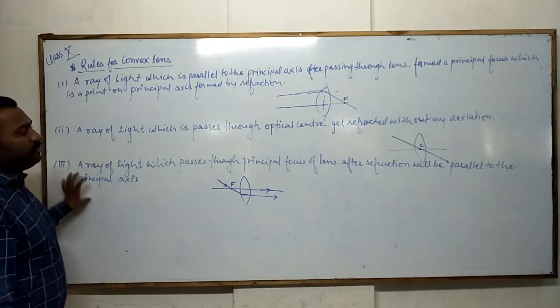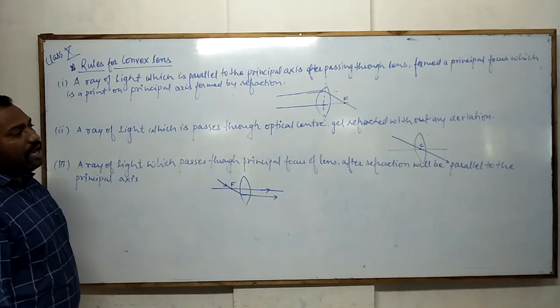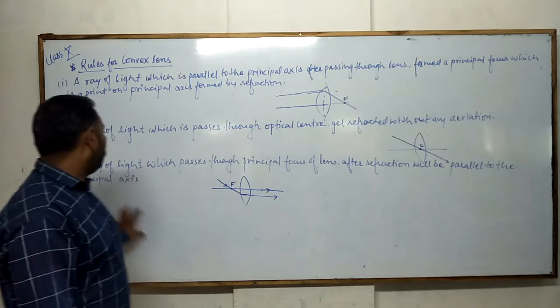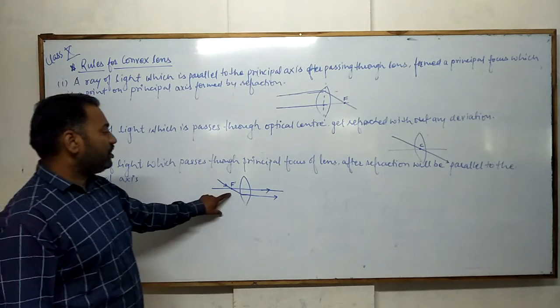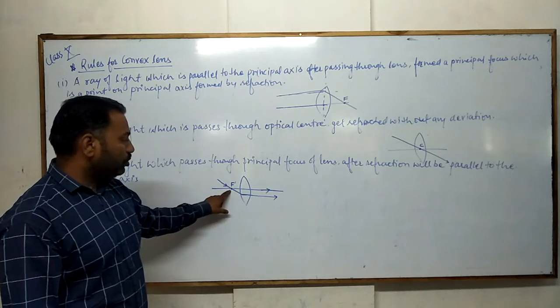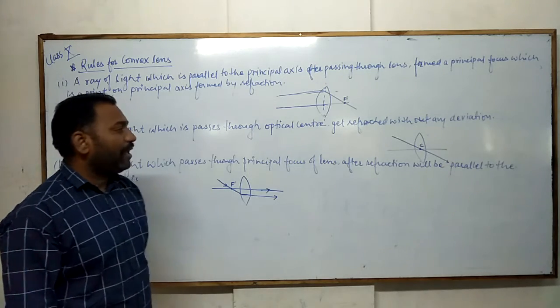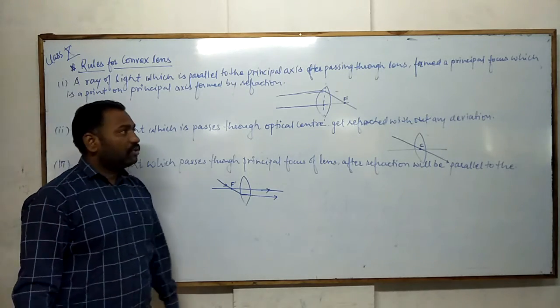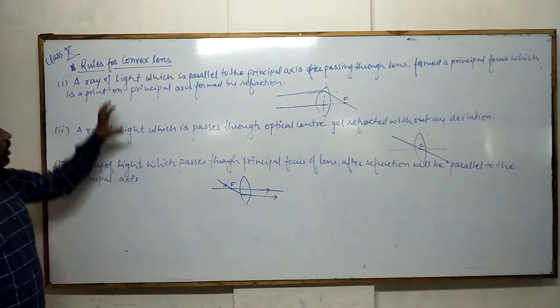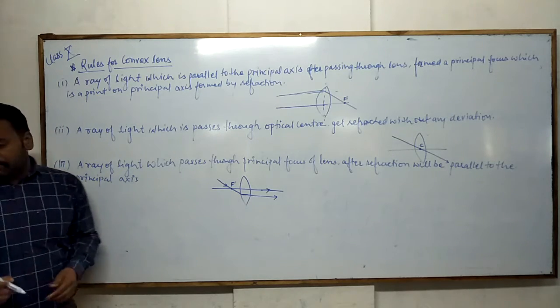And a ray of light which passes through the principal focus of a lens, after refraction, will be parallel to the principal axis. It means a ray of light which comes directly through the focus, after refraction, will be parallel to the principal axis. So these three rules are for our convex lens. First we have to write them out.